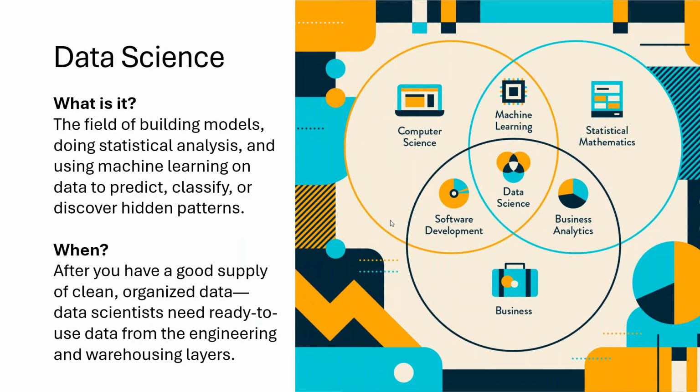So what is this? Data science is a field for building models. Model development is very popular nowadays. You might be hearing about the MLOps process and all, which I'll cover. I'll show the demo also. We'll develop a few dummy models as well. So the field of building models, doing statistical analysis, and using machine learning on the data to predict, classify, or discover hidden patterns, that process is called data science.